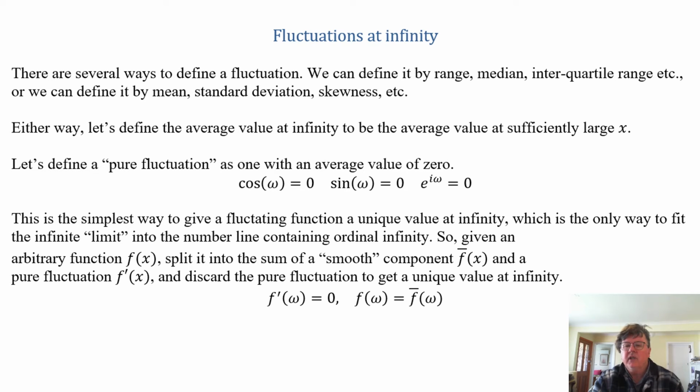So, given an arbitrary function f of x, split it into the sum of a smooth component, the mean value of f of x, and a pure fluctuation, f dash x, and discard the pure fluctuation to get a unique value at infinity. So f dash of infinity equals 0, and f of infinity equals the mean value of f at infinity.